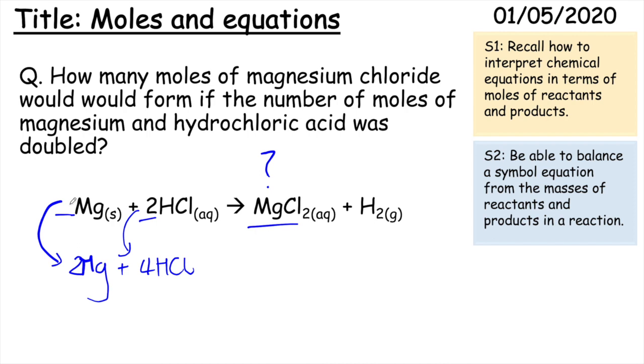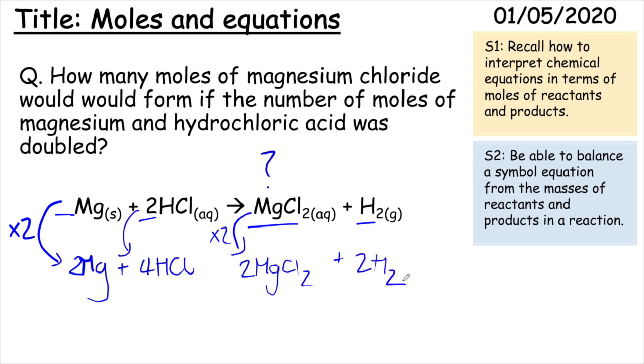So how have we got from 1 and from 2 here to 2 and 4? Well, what we've done is we've multiplied by 2. We've doubled the amount. Whatever we do to the left, we must do to the right. So if we times the left by 2, we need to times the right by 2 as well. So in this case, we would get 2 moles of magnesium chloride. And for completion, we'd also get 2 moles of our hydrogen.